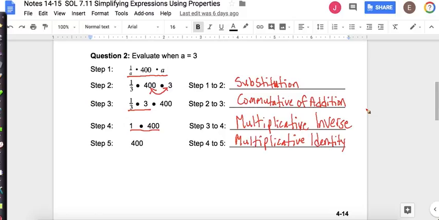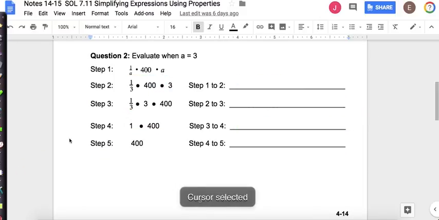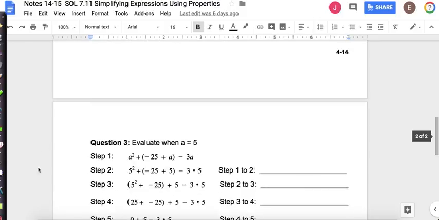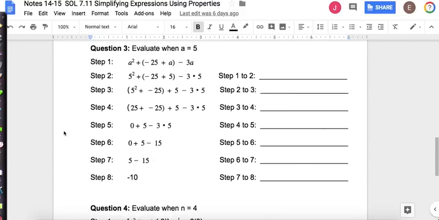Okay, go ahead and turn the page. And let's look at question 3. It says evaluate when a equals 5. So notice here that all the a's got replaced with a 5. So we'll just underline the whole thing. And anytime you replace a letter with a number, that is called substitution.